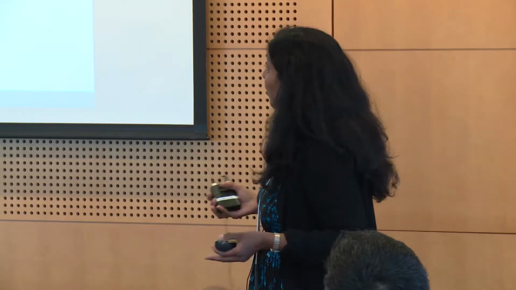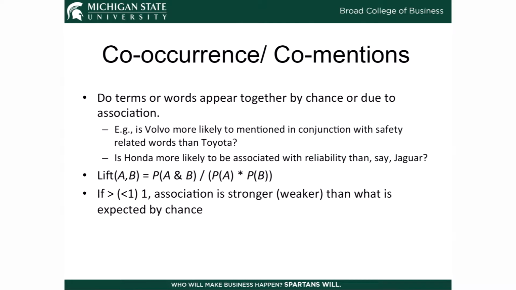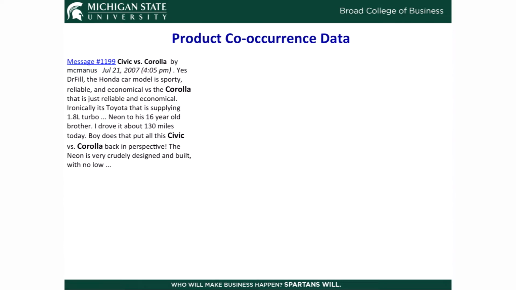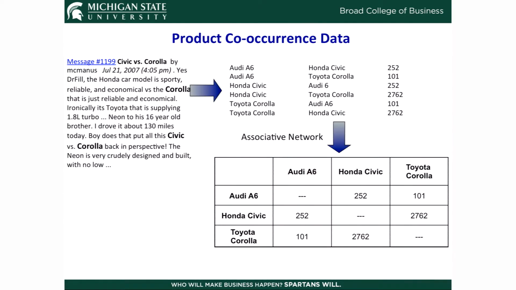Do terms just occur by chance? Or is there some actual association? Right? So we can do the lift once we normalize for the more popular words. Then we can do the lift, right? So is the association stronger or weaker than what we expect by chance? So the product co-occurrence data, the associative network, is going to look something like this, right?